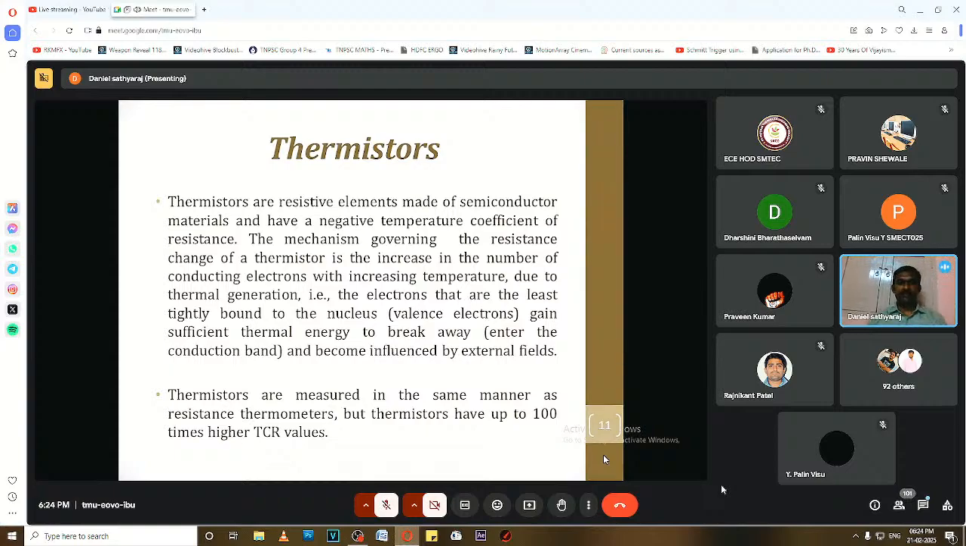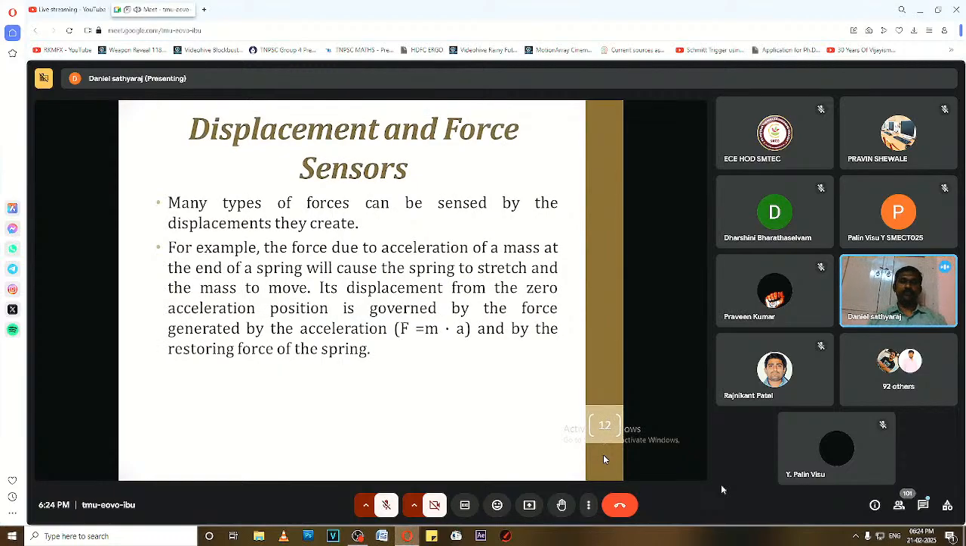So these are the basic methods, other than thermometers, that we can use as a measuring device for temperatures. Other types of physical sensors that can be used for measuring physical quantities are displacement and force sensors. They are associated with each other. The displacement can occur due to the force acting on it.